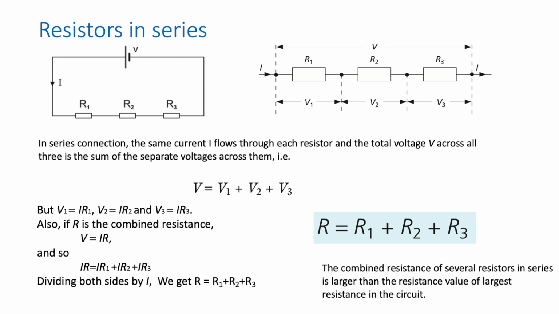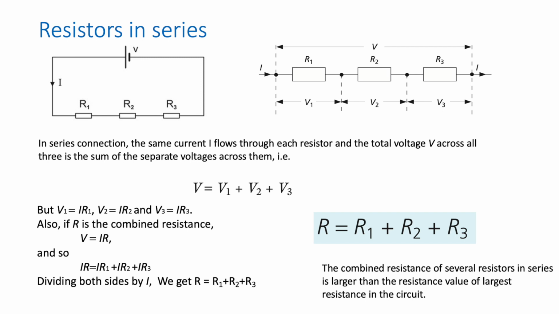In electrical circuits and electronic circuits, we have to use different resistors at different junctions. We can achieve a high resistance by connecting resistors in series. Here you can see 3 resistors R1, R2 and R3 connected in series to a cell. Capital I represents the total current in the circuit. The same number of electrons pass through R1, R2 and R3. In series connection, the same current I flows through each resistor, and the total voltage V across all 3 is the sum of the separate voltages across them.